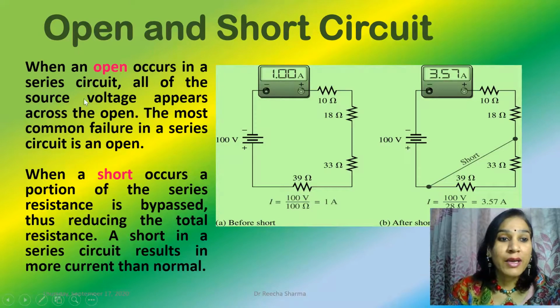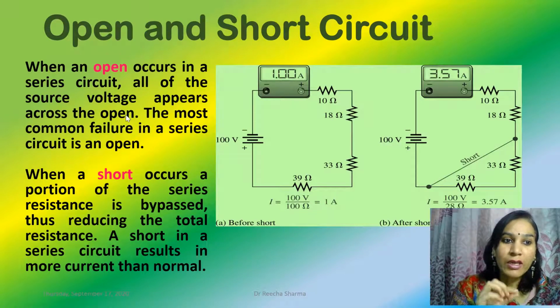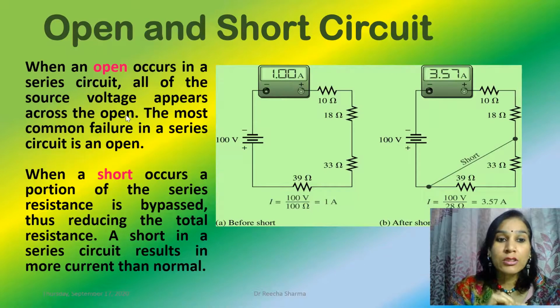What do you mean by this line? When an open occurs in a series circuit, all the source voltage appears across the open. When we have an open circuit, whatever voltage we give at the source, meaning the voltage applied to the circuit, all of it appears across the open.